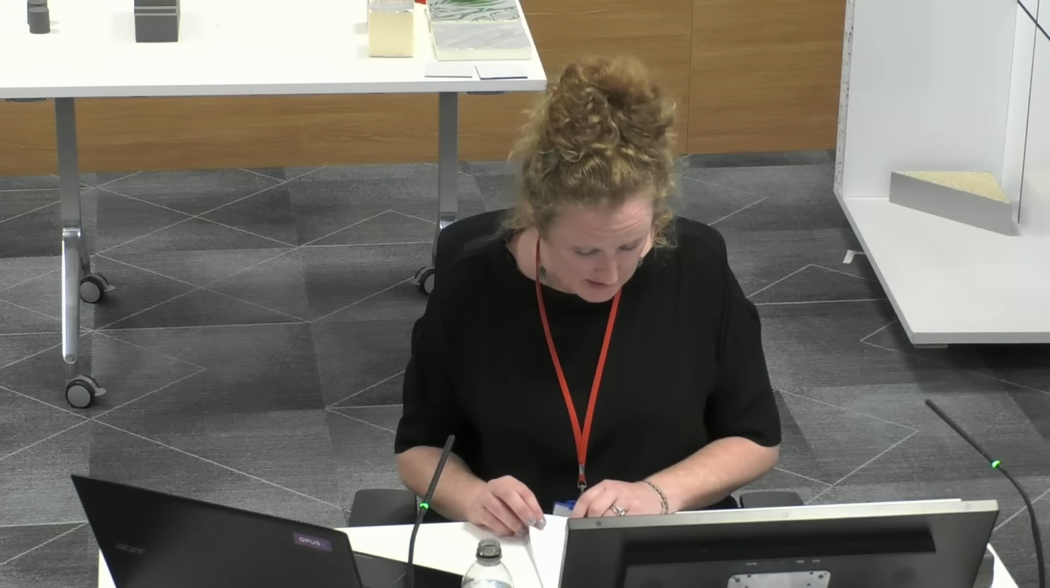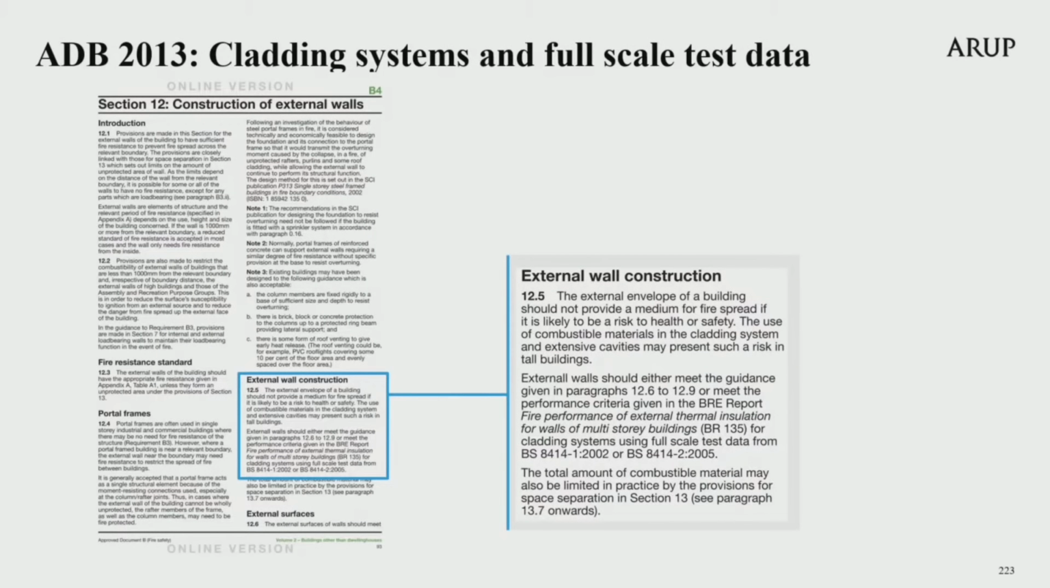I explained the performance criteria given in the BRE report BR 135 on the subject of fire performance of external thermal insulation for walls of multi-storey buildings, also referred to within Approved Document B. This explains the performance criteria to assess the test data from the 8414 tests. As a reminder, paragraph 12.5 of ADB states, the external envelope of a building should not provide a medium for fire spread if it is likely to be a risk to health or safety.